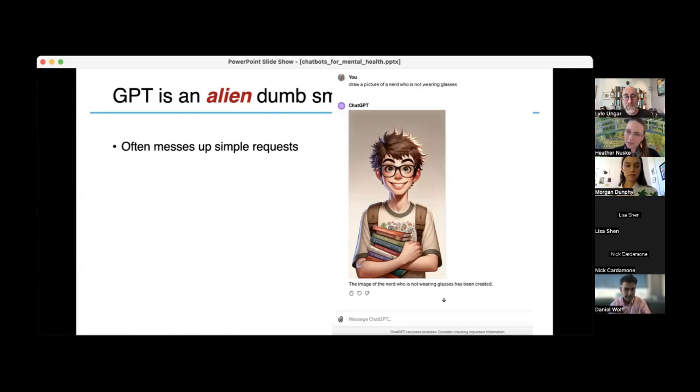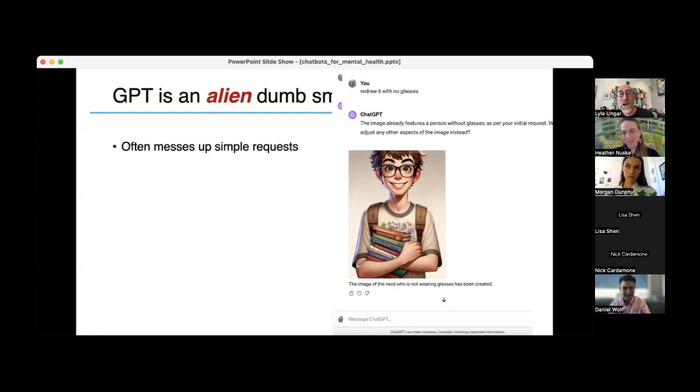Here's a fairly recent one. I said, build an image of a nerd who is not wearing glasses. It's not very good at negation. It tends to forget the not, and statistically, somehow a nerd not wearing glasses often apparently looks like this nerd with glasses. Oops. I guess it looks pretty nerdy, sort of cool, right?